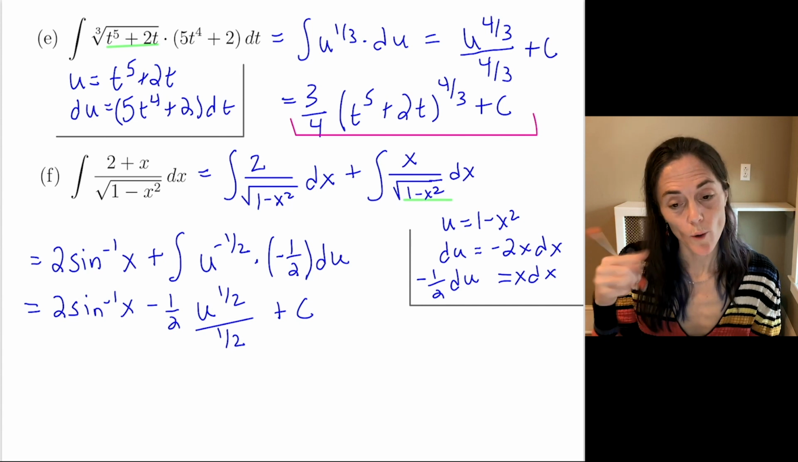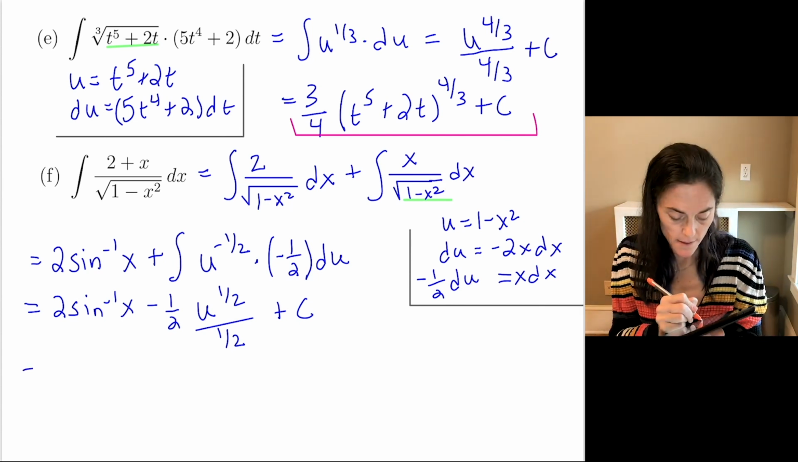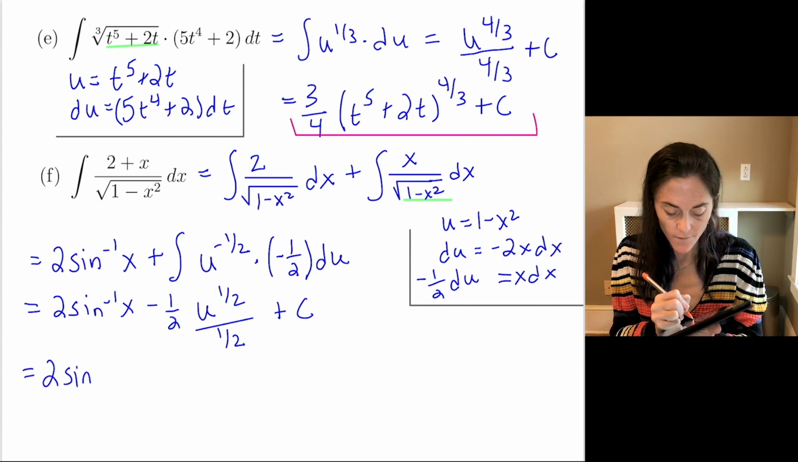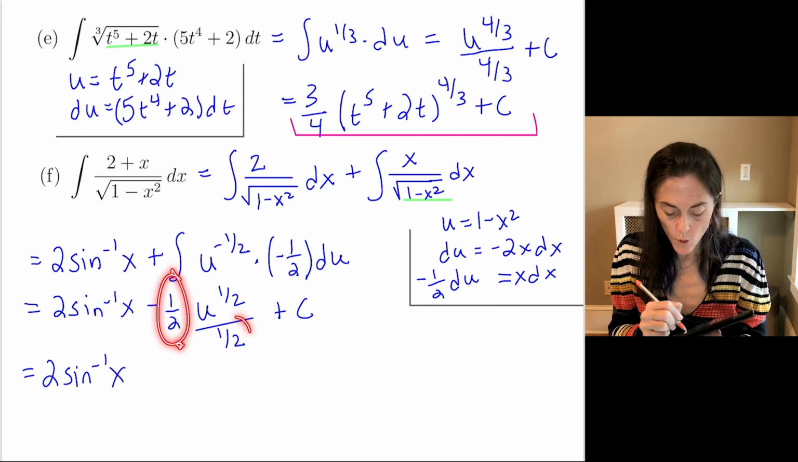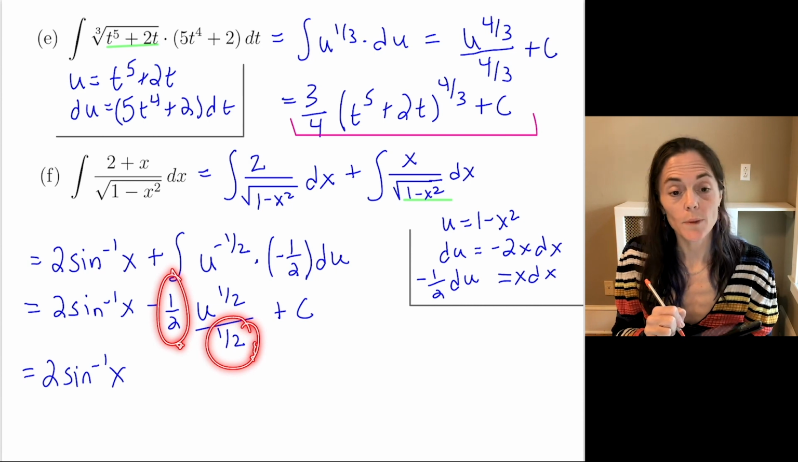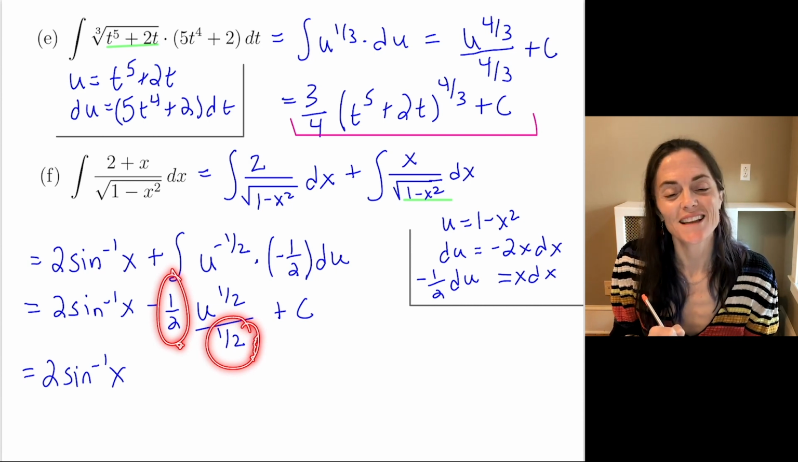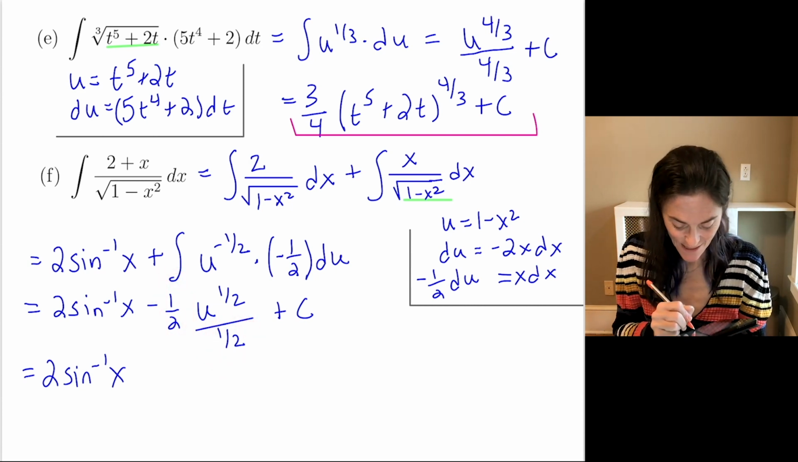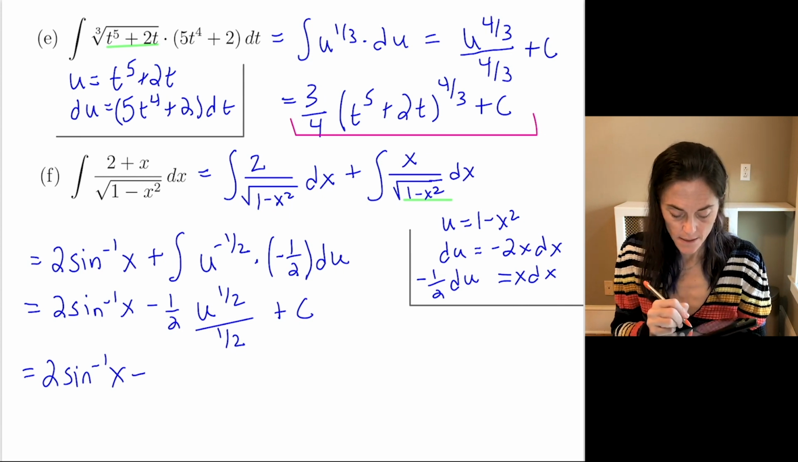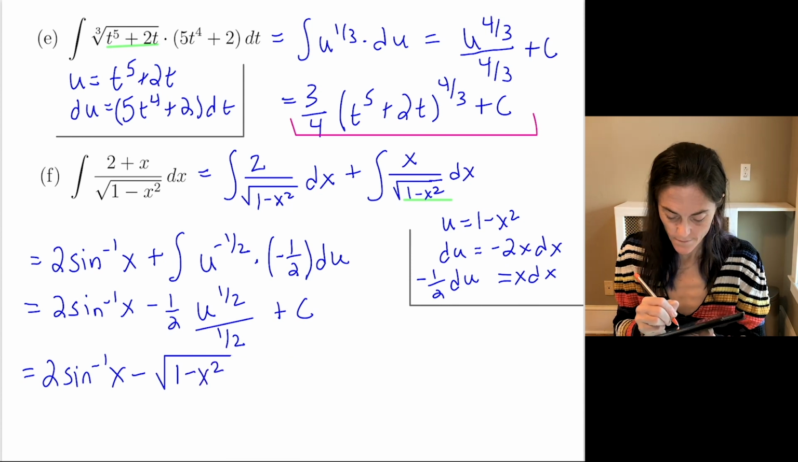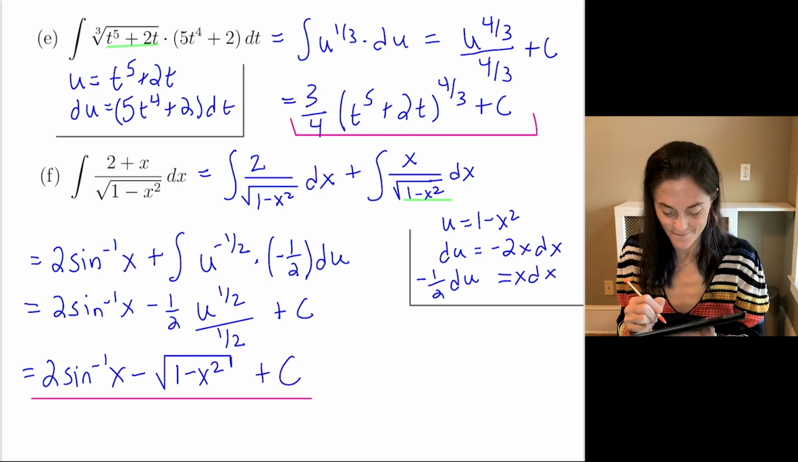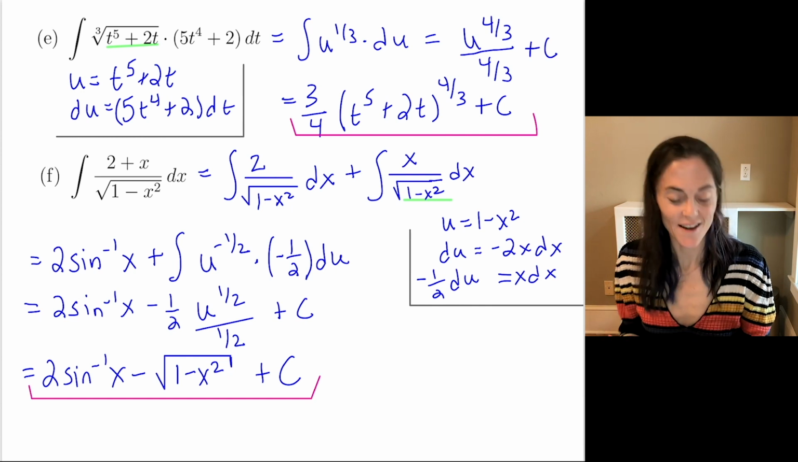Final step, go back to x here. So we have 2 sine inverse of x. You notice this is a 1/2 in the numerator. When I invert and multiply, I'm multiplying by 2. So the coefficient here is just 1. So I have minus the square root of 1 minus x squared. And this is my final answer.